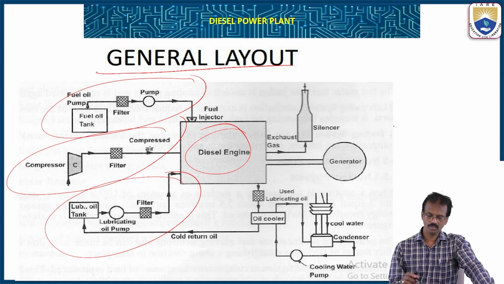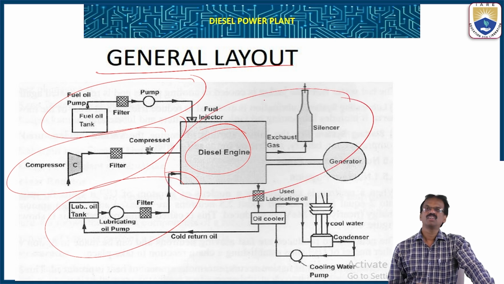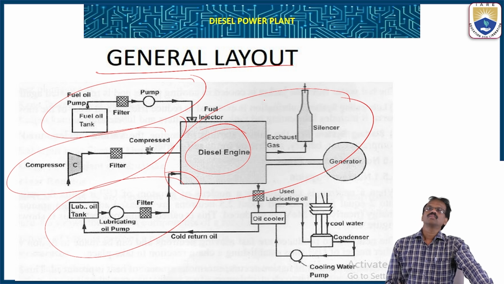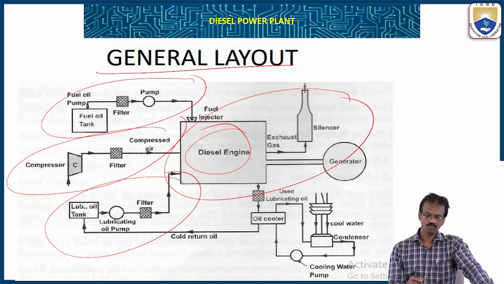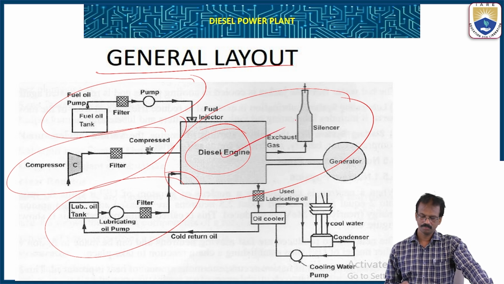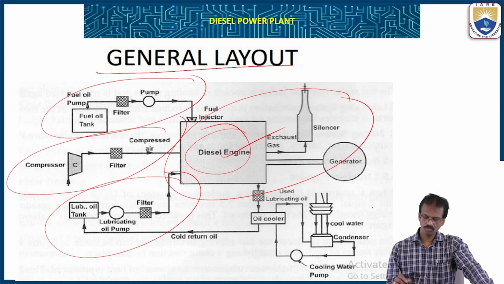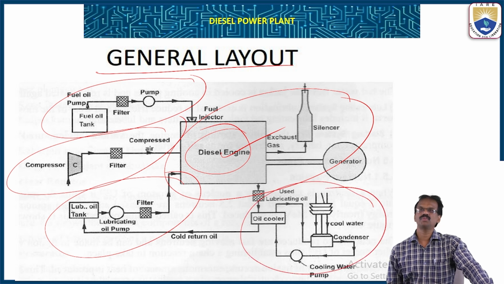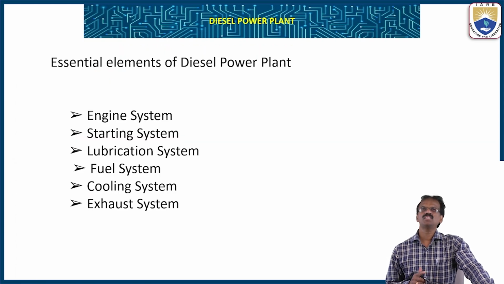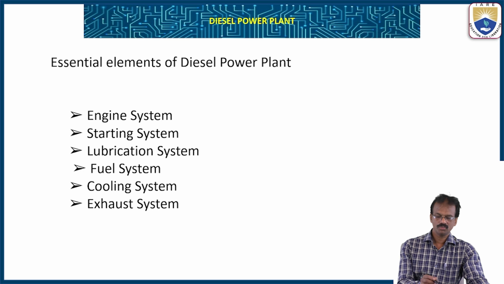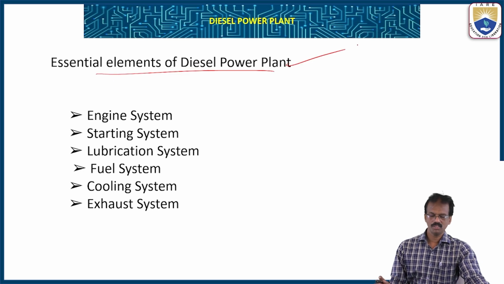So in this way, the chemical energy of the fuel is converted into electrical energy through diesel engines. This one is the cooling system, condensing of the fuel also. So we'll see, this is the general layout of a diesel power plant. Next, we'll see some essential elements of the diesel power plants. What are the important elements of the diesel power plants?